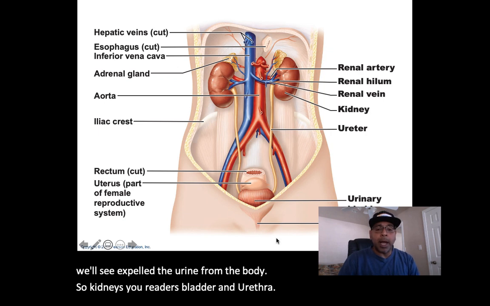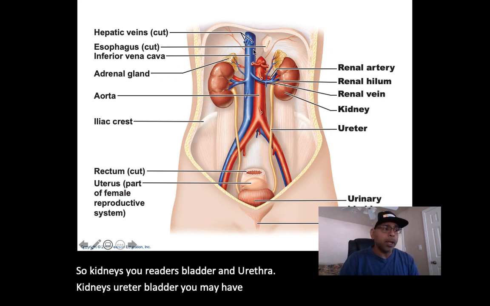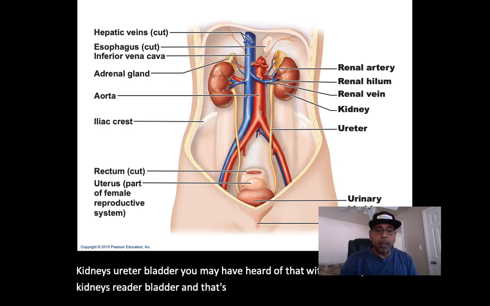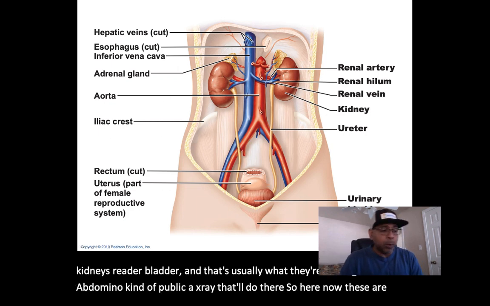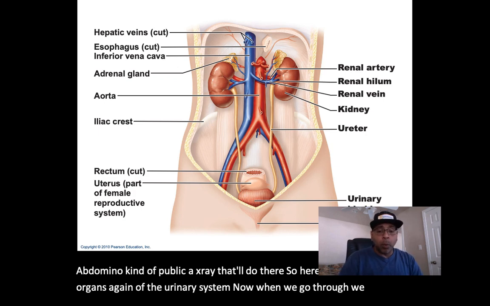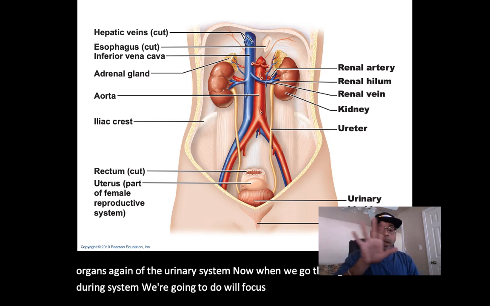Kidneys, ureter, bladder. You may have heard of that with the X-ray, KUB, kidneys, ureter, bladder, and that's usually what they're looking at in this abdominal, pelvic X-ray that they'll do. So here, these are the organs again of the urinary system. Now when we go through and talk about the urinary system, we'll focus on the structures one by one. So we'll start off with the kidneys.